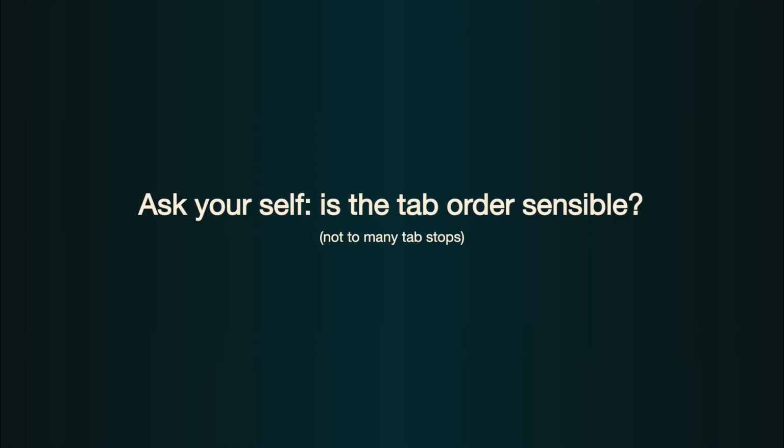When implementing these interactive features in your application, you should ask yourself some questions. Is the tab order sensible? Are there not too many tab stops? For example, if you need to go past a navigation menu and there are a lot of links inside of it, it's more accessible to give an option to skip this navigation and go to the main content directly.